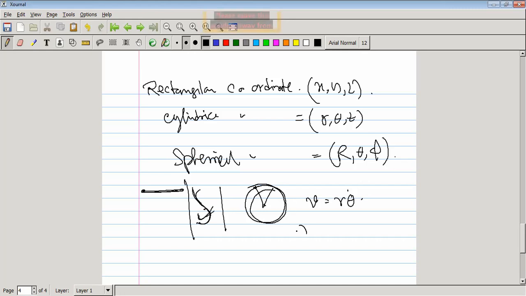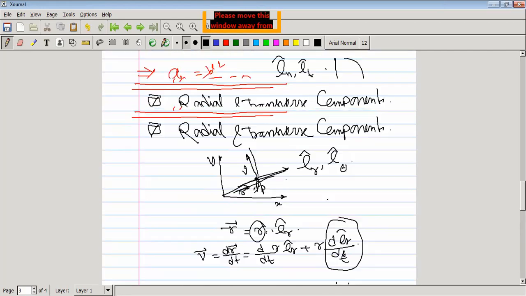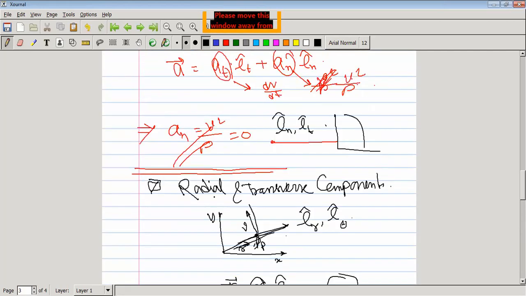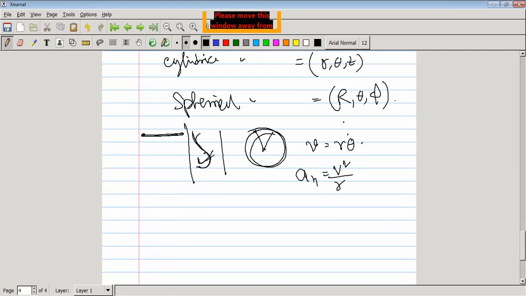So here, an is normally what? An is normally v square by r. Here you can see, an is defined as v square by rho. Rho means the radius, so v square by r. So what is v? V is the radius times the derivative of the angle, meaning the change in angular position, and the radius gives the velocity.